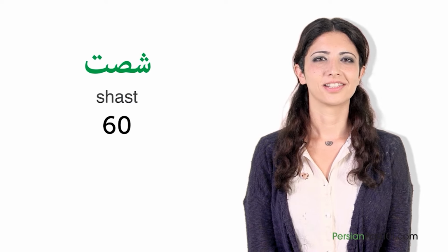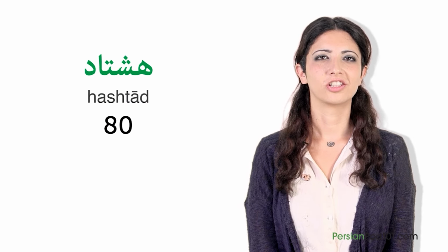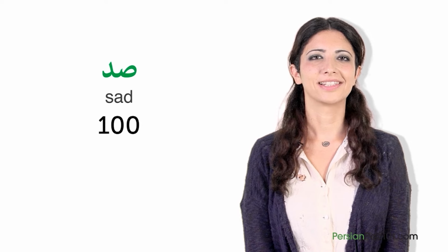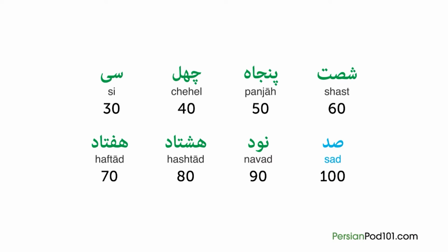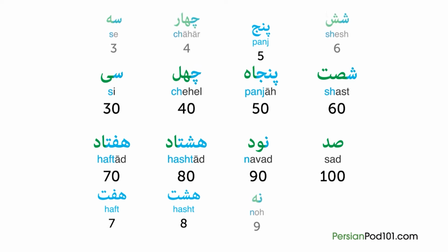Let's not stop at 20. Counting to 100 is super easy. Now, I'll give you the tens. سی، چهل، پنجاه، شصت، هفتاد، هشتاد، نود، صد. Again, some of these look like their base number, like پنجاه, هفتاد, or هشتاد. But others you could memorize by the similarities of their first letters to their base numbers.